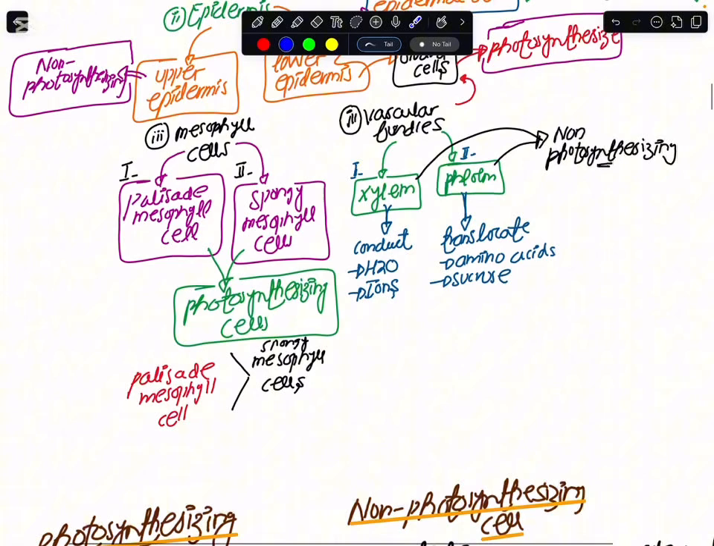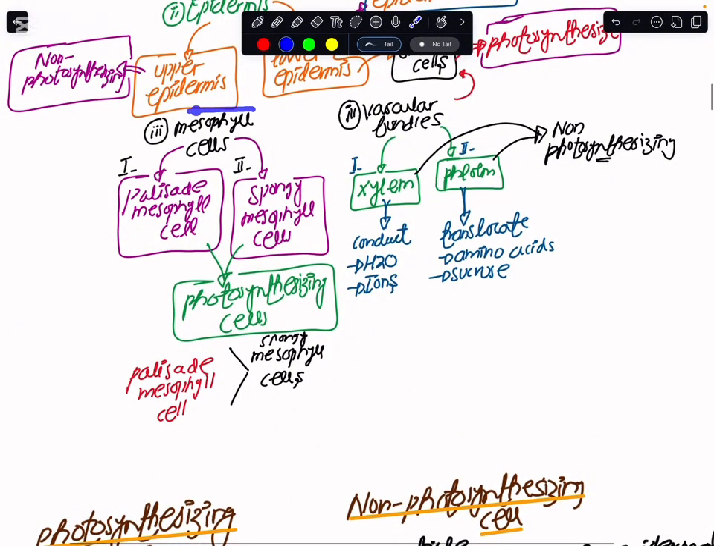Moving onward, the other structure in the leaf is the mesophyll cells. The mesophyll cells are further categorized into two distinct types: the palisade mesophyll cells and the spongy mesophyll cells. Both of these are photosynthesizing cells. The only difference is that the palisade mesophyll cells do more photosynthesis as compared to the spongy mesophyll cells.